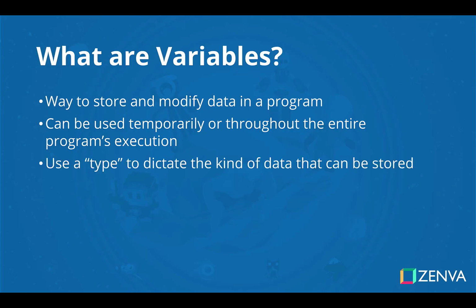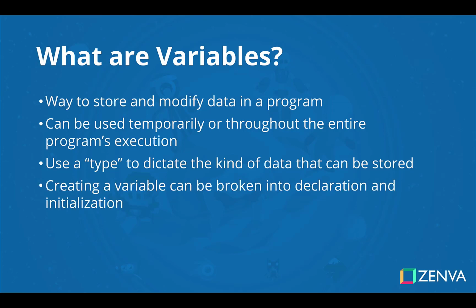Now, each variable uses a type to dictate the kind of data that can be stored. So there might be, let's say, numerical types of variables, or there might be text-based variables or true or false variables. These are all determined with the type which we have to assign. Creating a variable can be broken down into two stages, declaration and initialization.